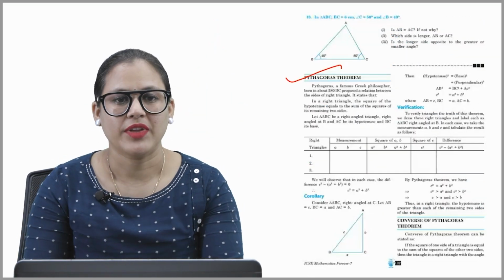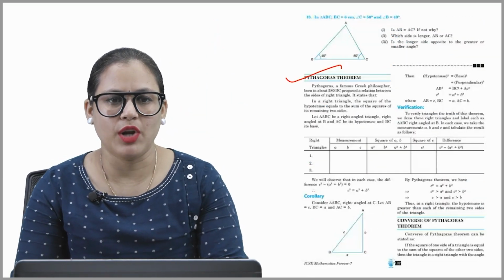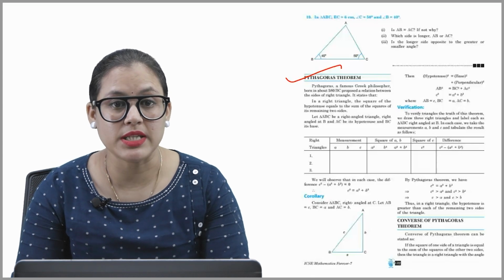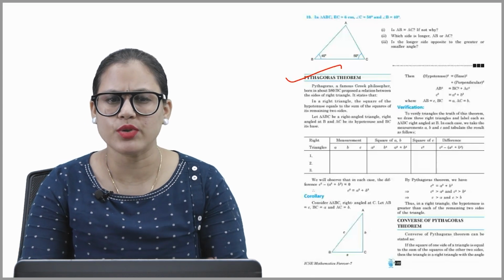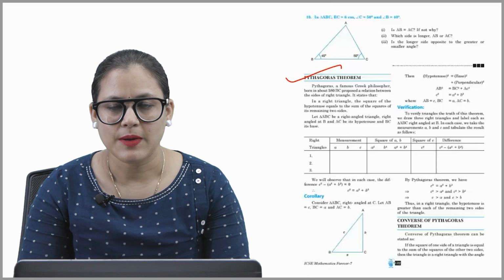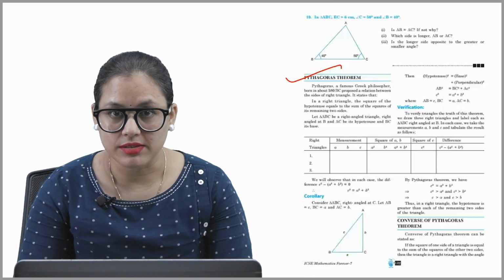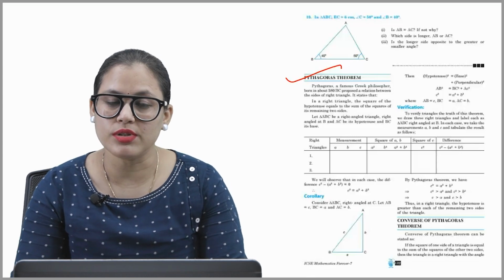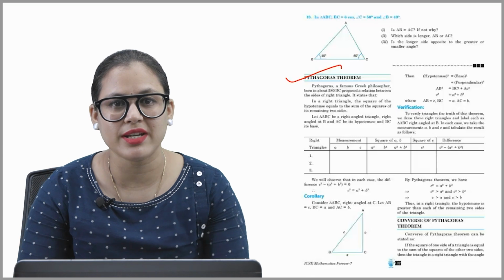Pythagoras theorem. Pythagoras, a famous Greek philosopher born in about 550 BC, proposed a relation between the sides of a right triangle. It states that in a right triangle, the square of the hypotenuse is equal to the sum of the squares of its remaining two sides.